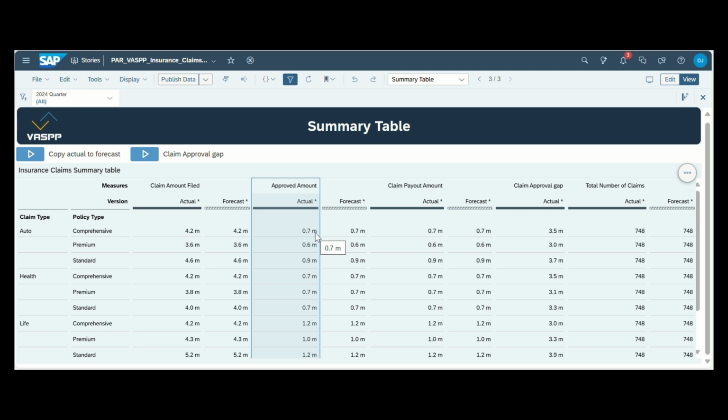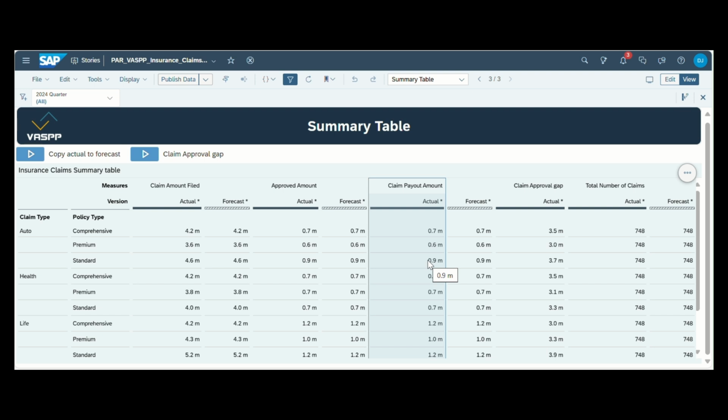From there, we move to the claim payout amount, which reflects actual disbursement. In this case, all approved amounts and payout amounts are in full alignment, meaning your payment engine is flowing seamlessly once a decision is made. This parity is a good sign. It shows that once approvals are granted, your back-end execution is prompt and clean.